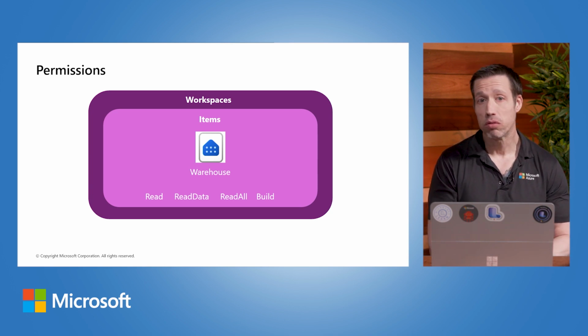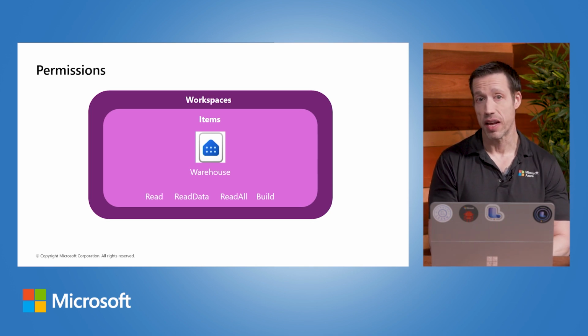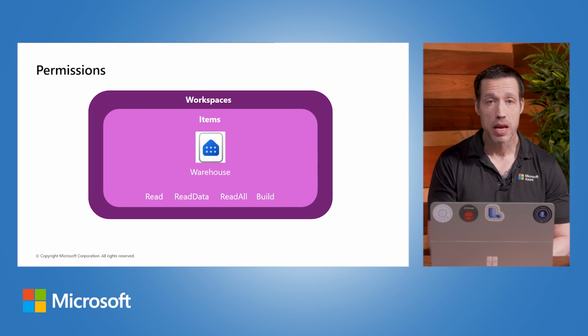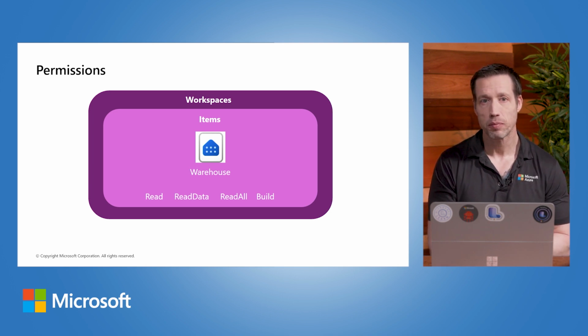The read all permission allows users to read data from the raw Parquet files in OneLake that can be consumed by Spark. And build allows the shared recipients to create reports on top of the default semantic model that's connected to the warehouse. A user connection to the SQL analytics endpoint will fail without at least the read permission at minimum.